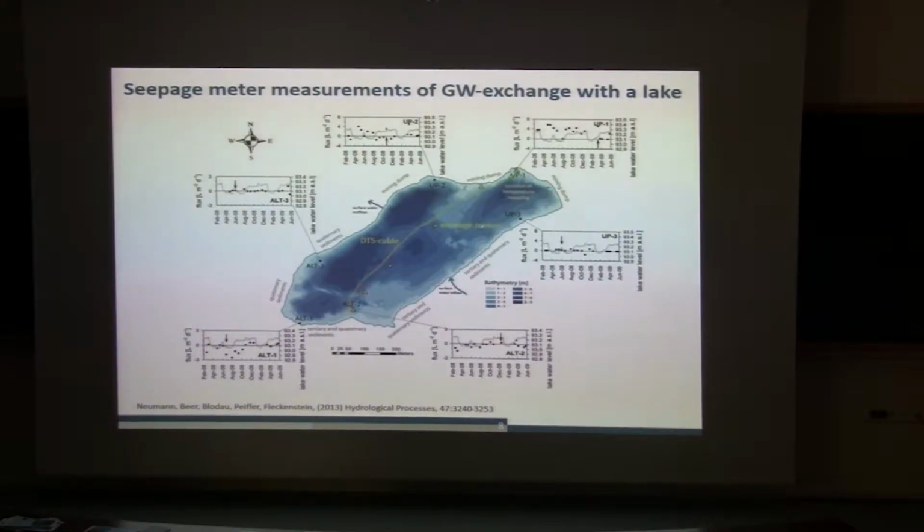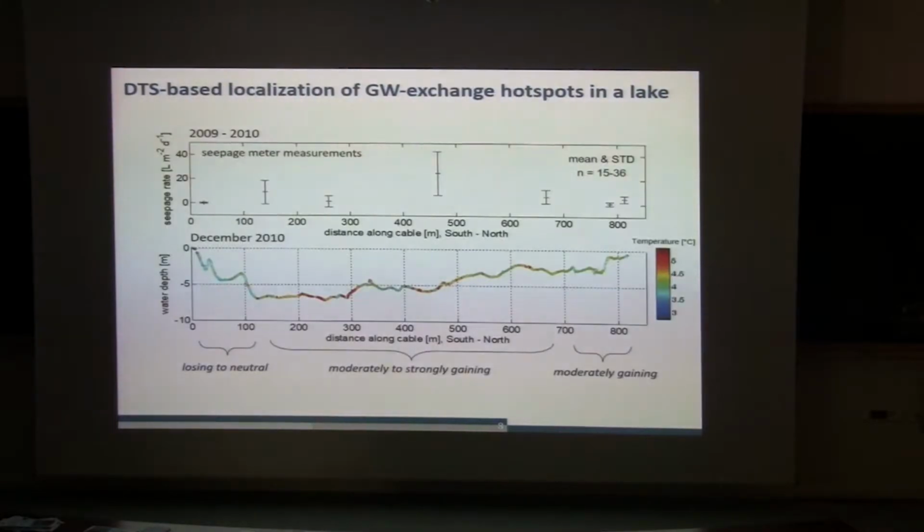So another way to map exchange patterns would be temperature measurements, taking advantage of the fact that in the winter the water at the lake bottom is at 4 degrees centigrade, and the groundwater in most regions of the world is then warmer. So upwelling would show up as anomalies in the temperature patterns. You can put in a DTS cable, for example, and this is shown here, one array that we put in there, with some seepage meters that are close by. And you can see here the temperatures that we measured there, and compared to that, these seepage meters that are close by.